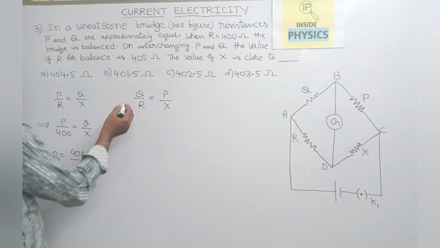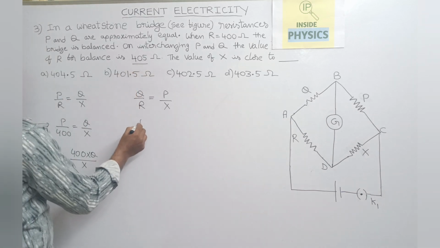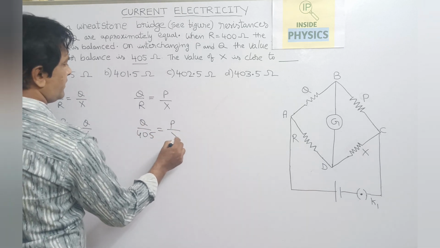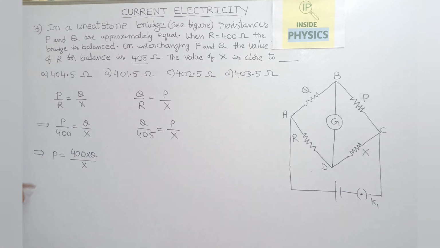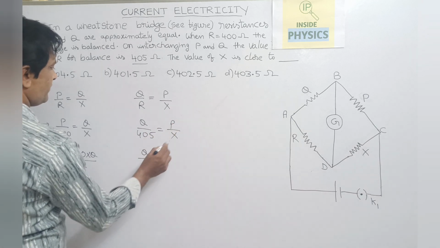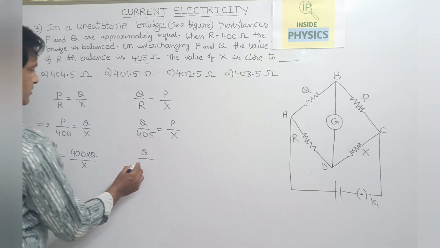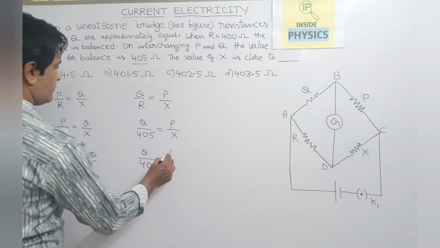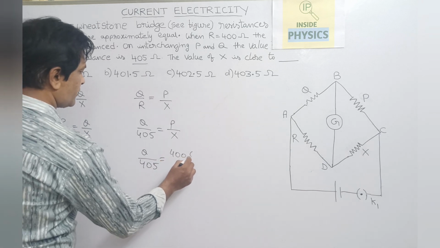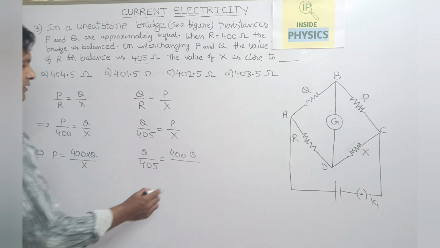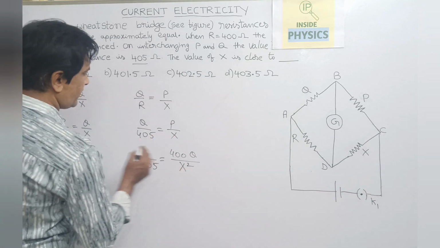So here, what is the value of R given? Q by 405 is equal to P by X. Here you can observe the P value is 400 Q by X. So we will substitute the P value from the first part in this right hand side, and we will get 400 Q by X, and here also there is an X which becomes X square.